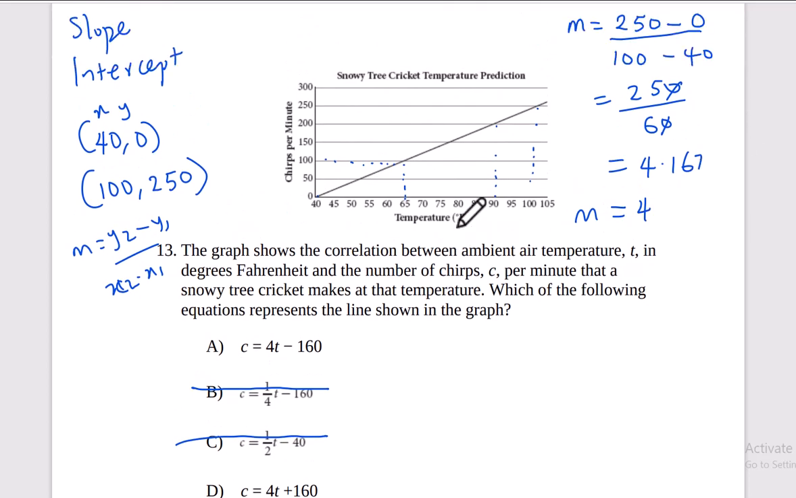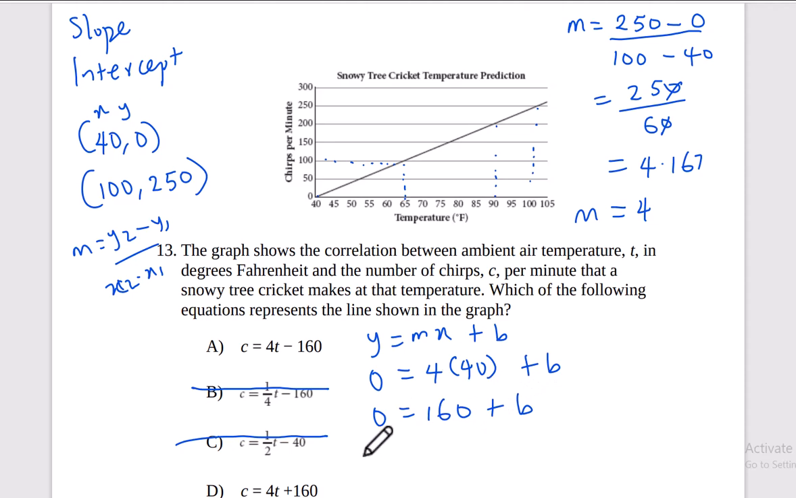So what's the next thing? We need an intercept. For us to find an intercept, we just pick one point. So when x is 0, what is y? From y equals mx plus b, we're picking this point, the smaller one: y is 0, x is 40, and m is 4. So 0 is equal to 4 times 40, which is 160, plus b.